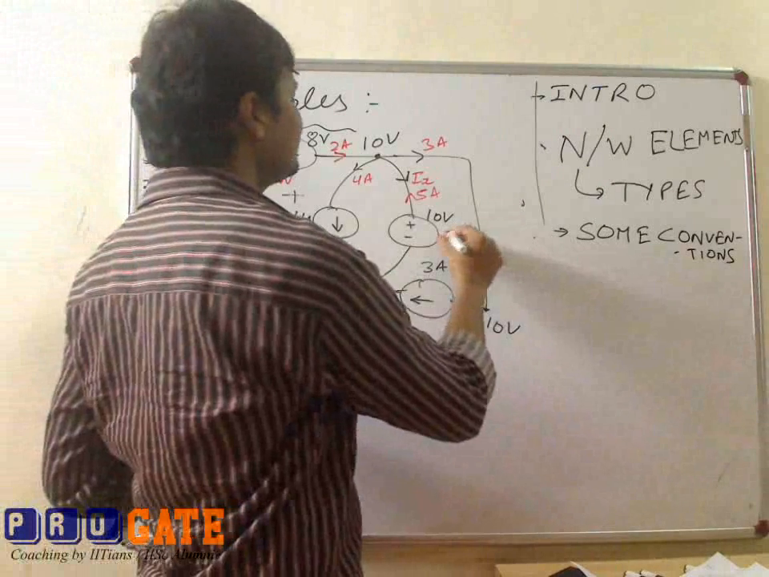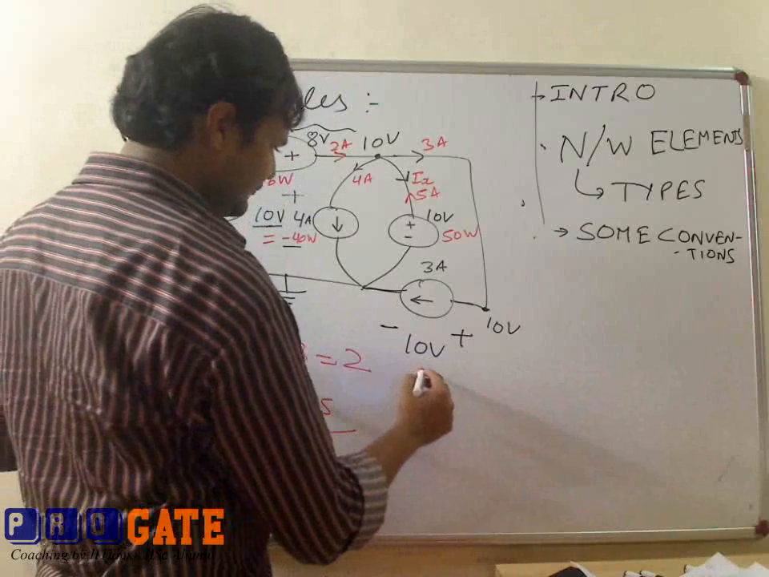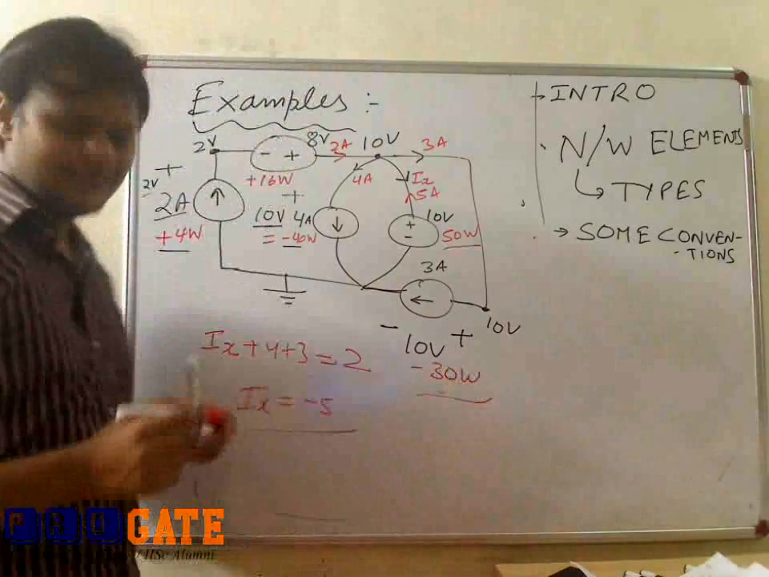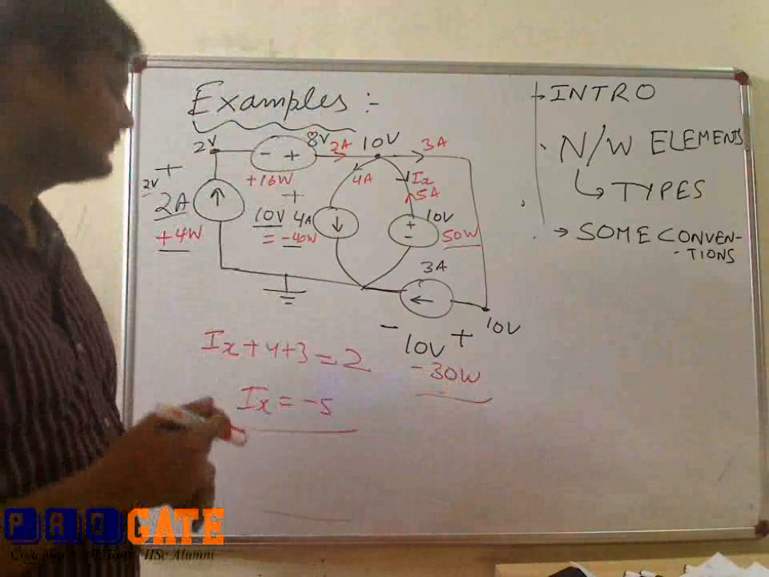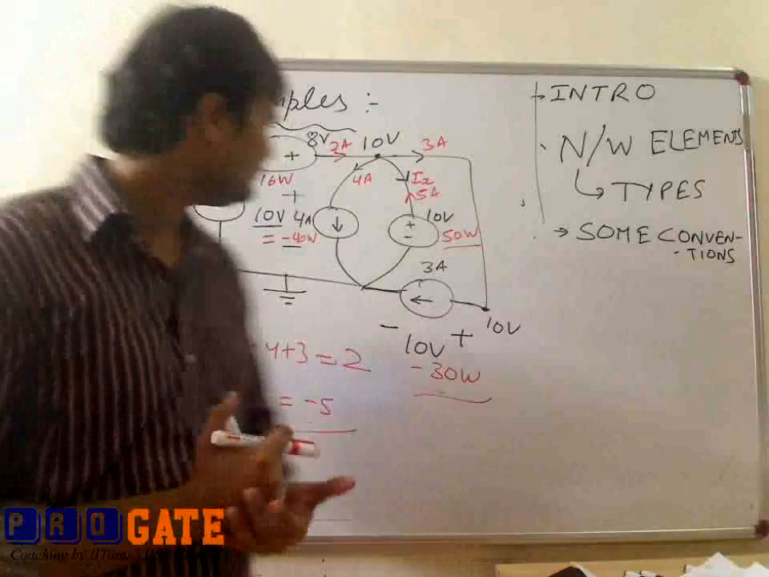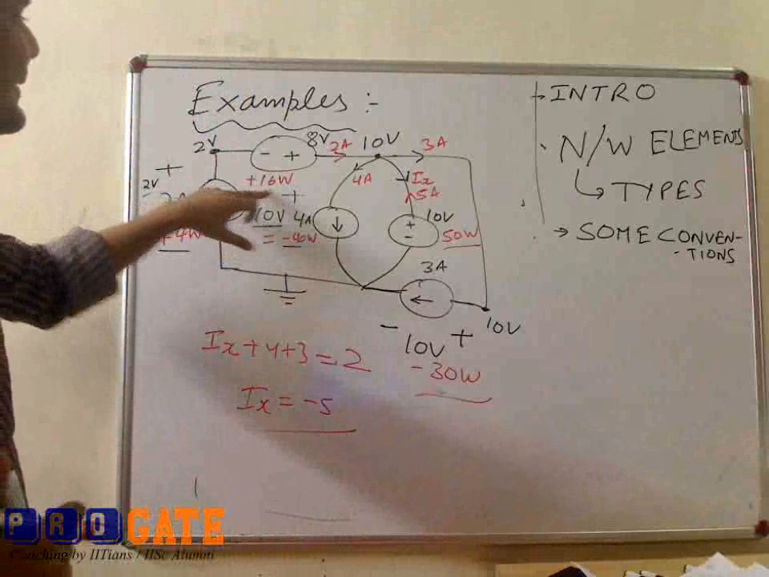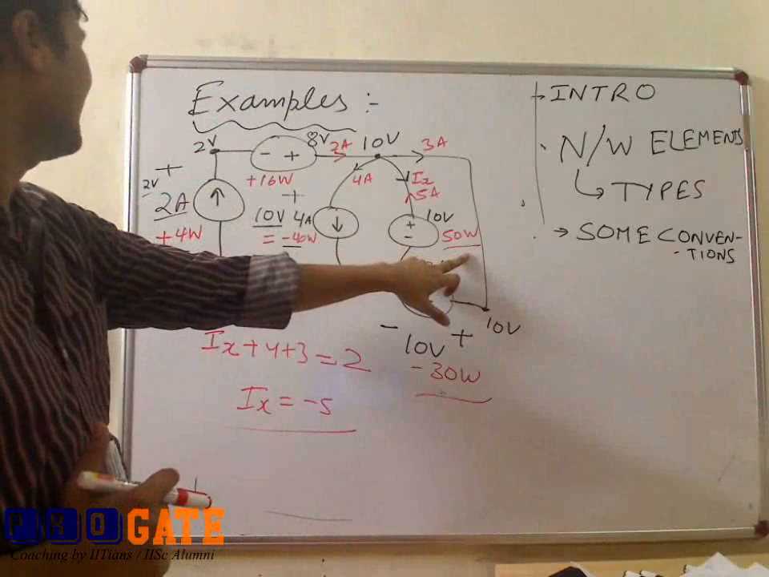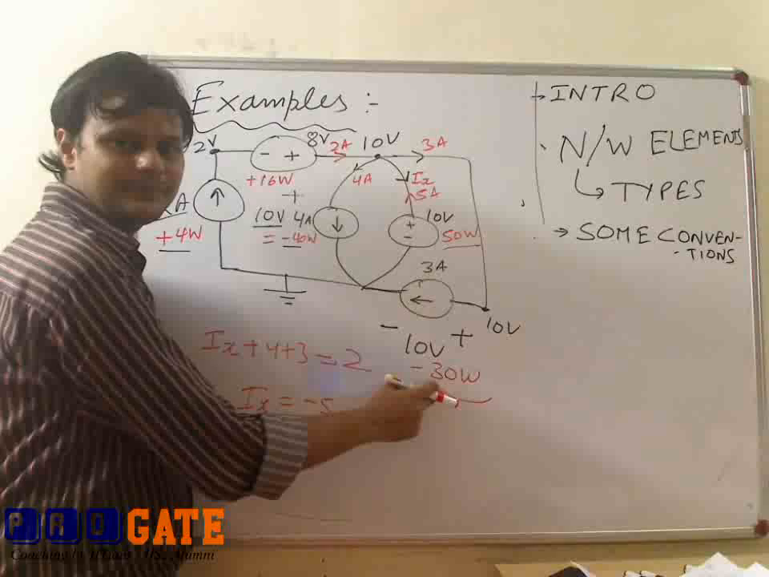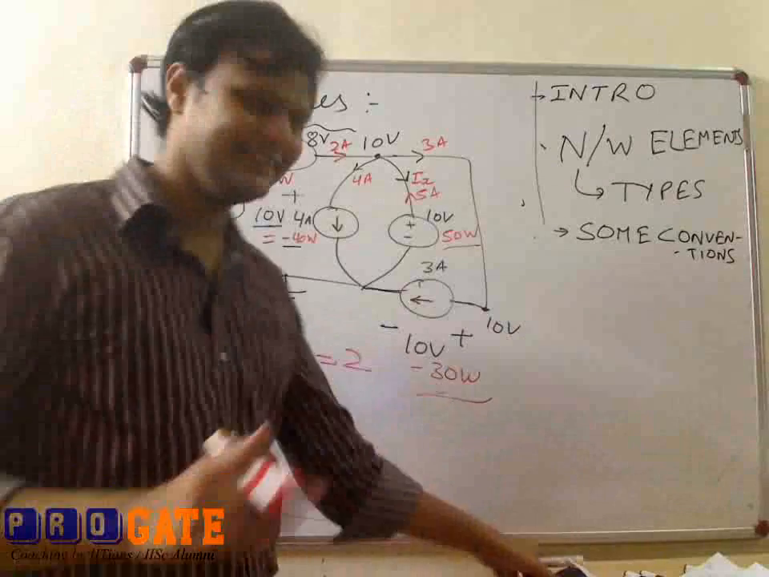Again, this is 50 watts and this is minus 30 watts. Again, one can check the law of conservation of energy. One can verify that total power absorbed should be equal to total power delivered. So how much power is delivered in total? 4 plus 16 plus 50, it is 70 watts. And this is minus 40 and this is minus 30, total is 70. So it is following the law of conservation of energy, which is always true.